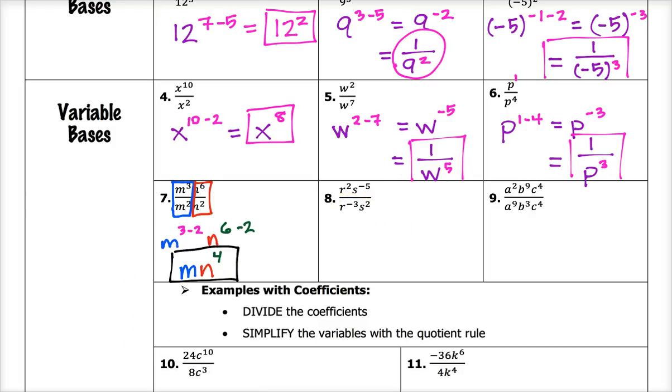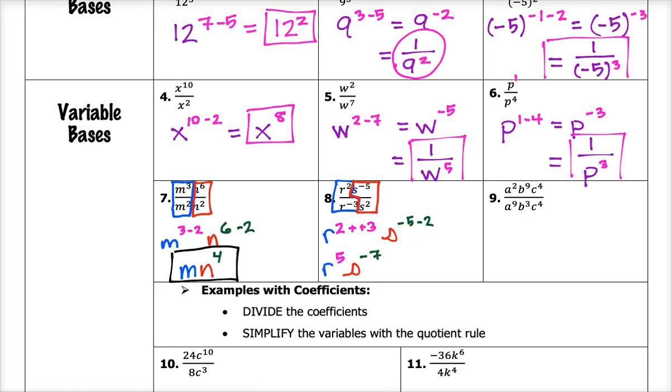Number 8, again we'll start with our r's, so the like bases. So I have r squared divided by r to the negative 3rd power. So I'm going to be careful with my signs here. This is r to the 2nd minus negative 3. So this becomes r to the 2 plus 3 power. And then for our other variable, the s's, we have s to the negative 5th over s squared. So this will be s to the negative 5 minus 2 power. So we rewrite this as r to the 5th times s to the negative 7th power.